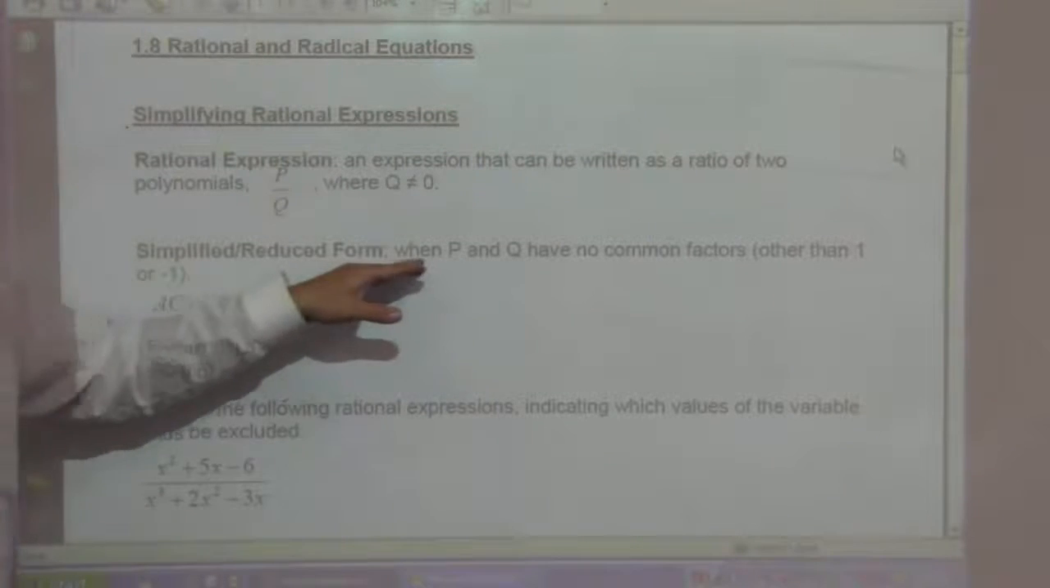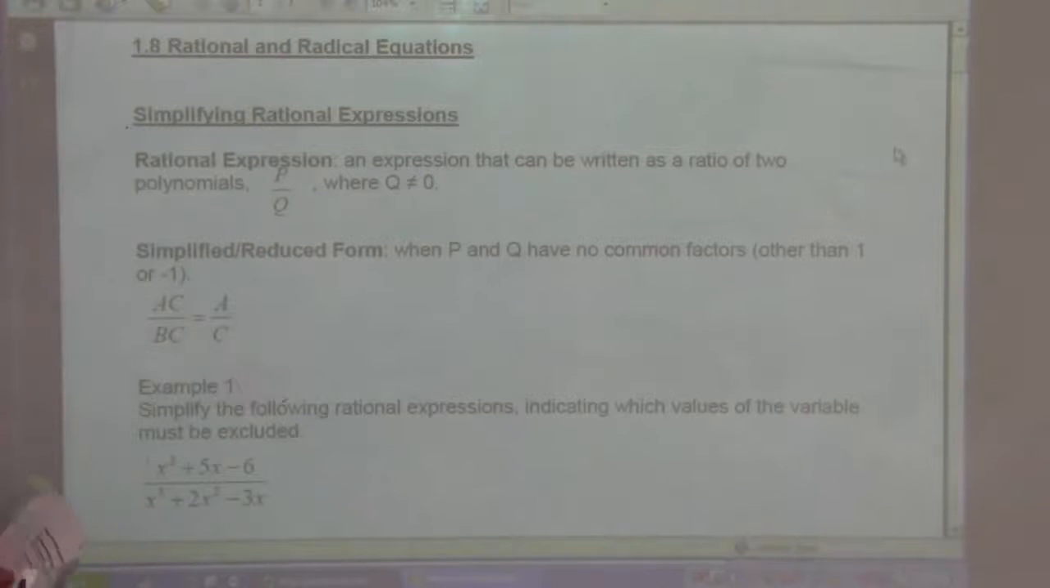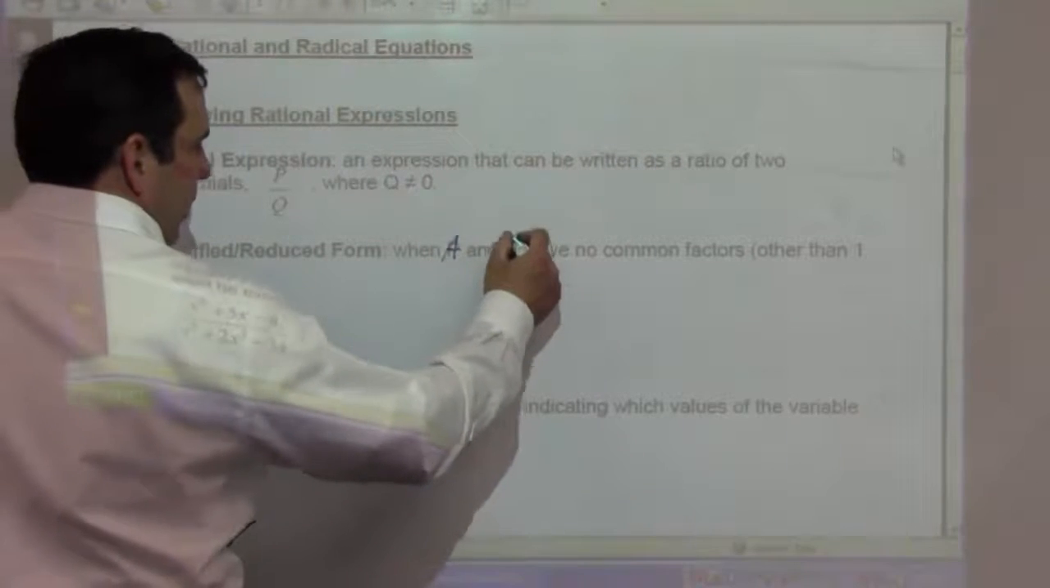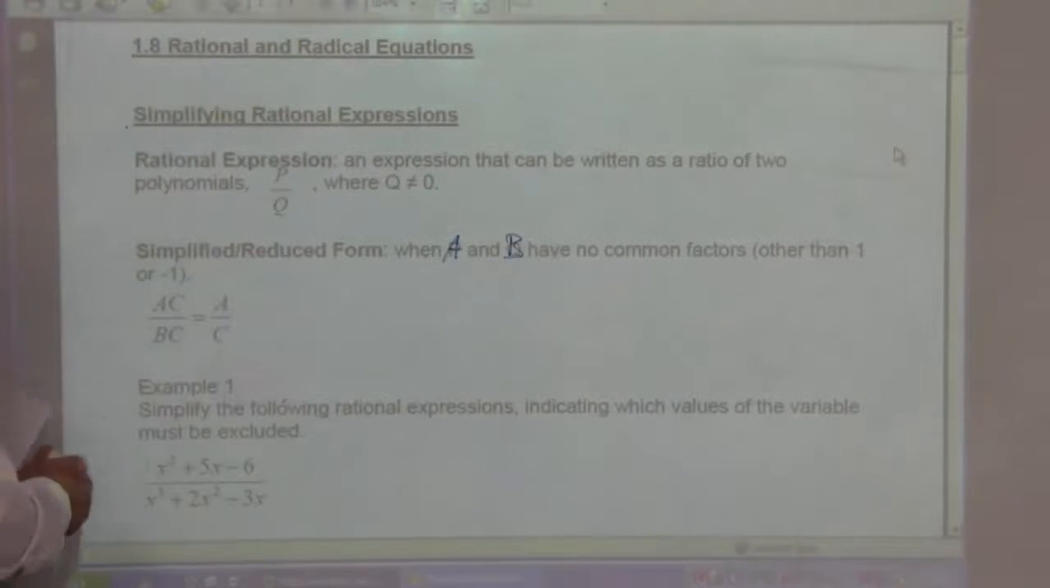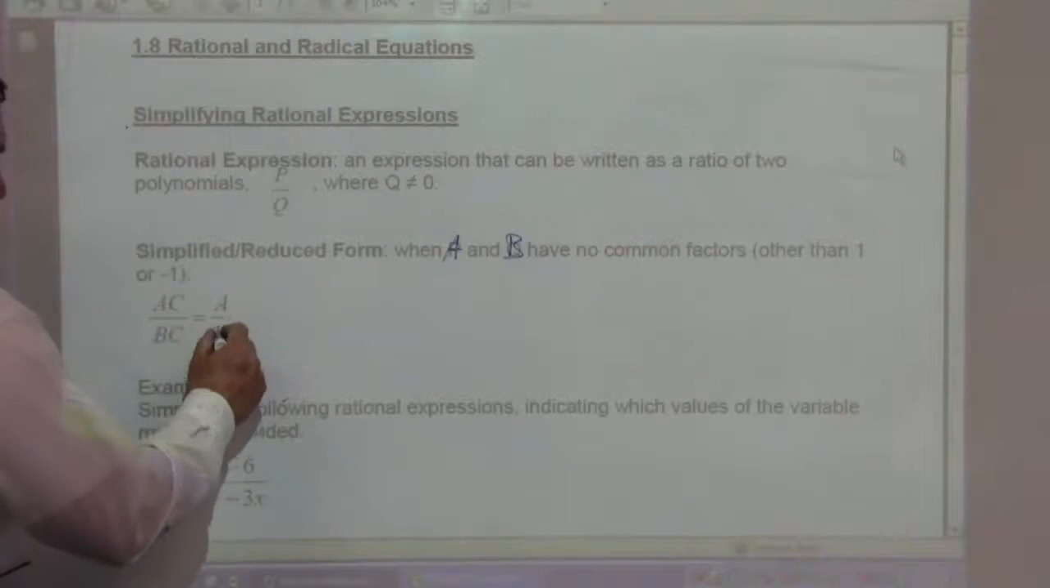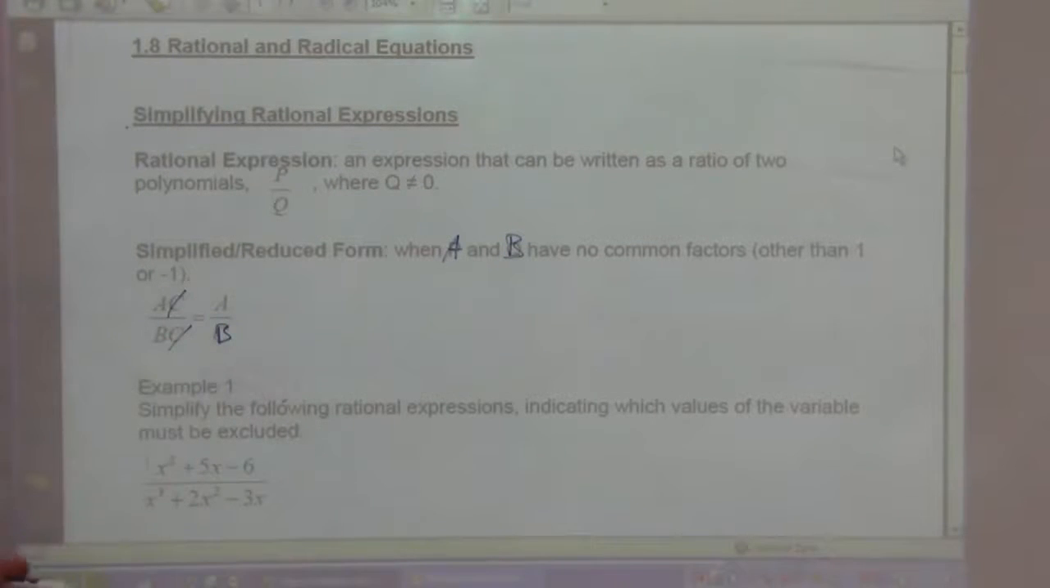Simplified or reduced form is when p and q have no common factors other than 1. We should say a and b in this case. AC over BC equals A over B. A couple typos in that one. So when A and B have no common factors other than 1 or negative 1, in AC over BC, the C's divide out, you get A over B.